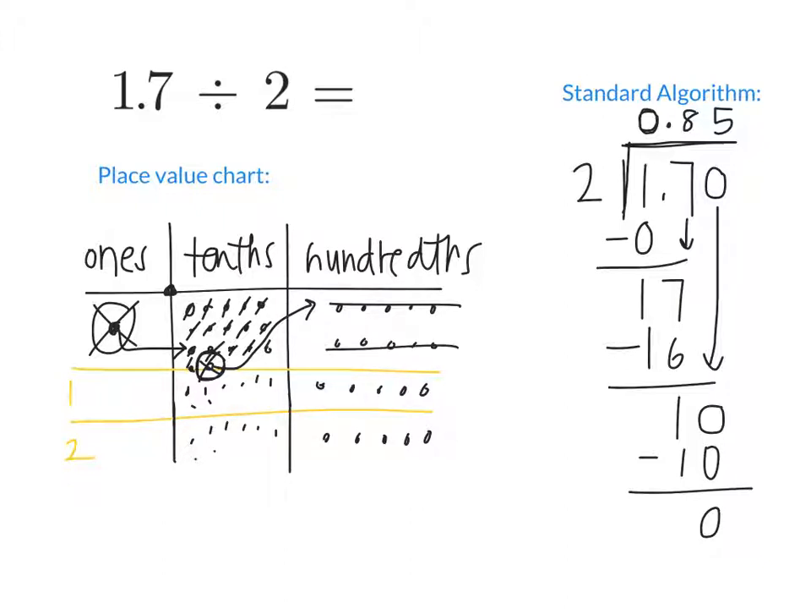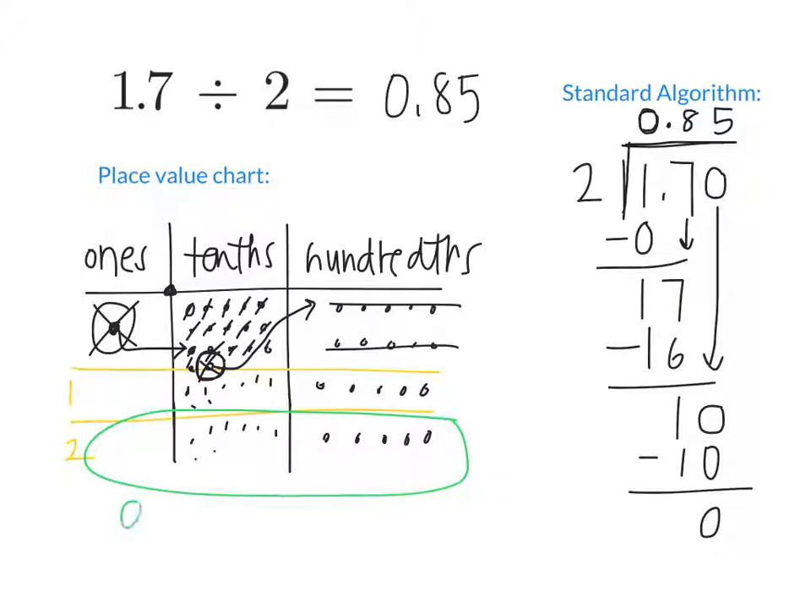So what's the quotient? 1.7 divided by 2 is 0.85. Let's check to see on our place value chart if that's what we have. Let's check in one group. How many 1s do we have in this group? 0. How many tenths do we have in this group? 8, right? 1, 2, 3, 4, 5, 6, 7, 8. Very good. And how many hundredths do we have in this group? 5. Do you see how, once again, the place value chart is exactly the same thing as what's going on in the standard algorithm? Very good.